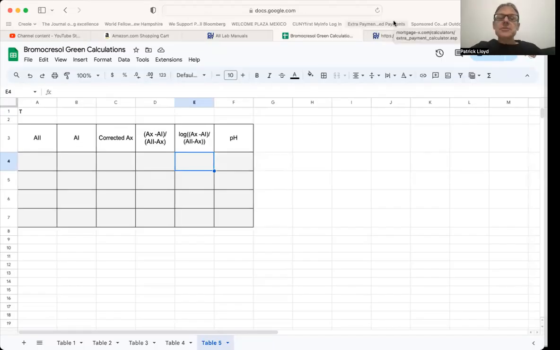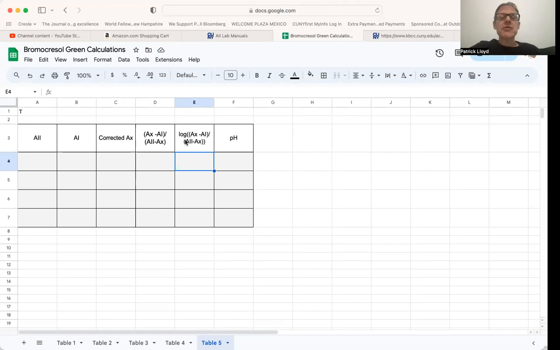Okay, now we're getting up to the point where we can start getting ready to do the graph. We have one more table to do to get to that point. So let's take a look at that table. I'll call this table 5. We have two columns that are absorbance values, and then a third column that's also an absorbance. It's called the corrected A sub x. We'll take a look at that.